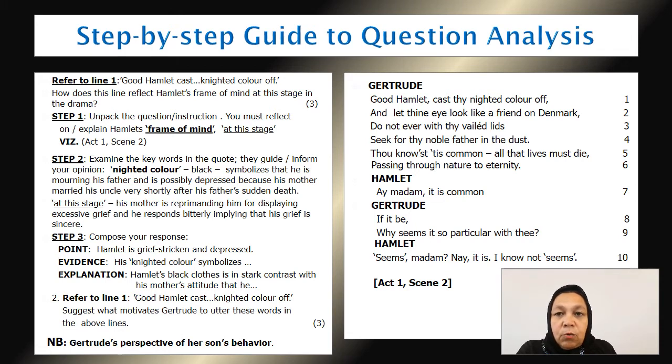So what is your first step then? You read the question, you refer to line 1, "good Hamlet cast," note the ellipsis, "knighted colour off." Now, the examiner does not want to quote the entire lines or all the words in these lines. Sometimes they refer to 4 or 5 lines. So the examiner uses the ellipsis to indicate that there is something missing there. What you do is go into the original quote and refer to the entire line or lines as indicated. So it is "good Hamlet cast, knighted colour off."